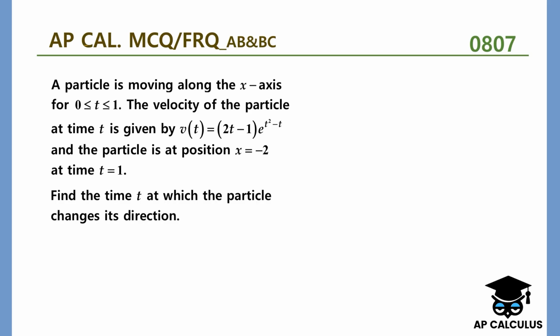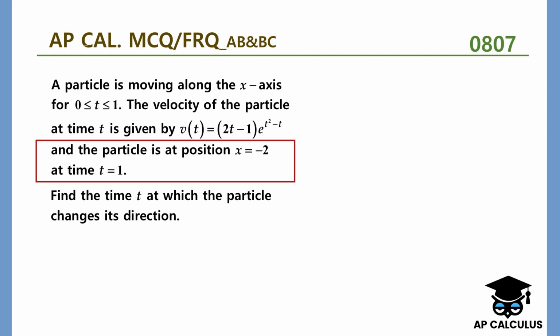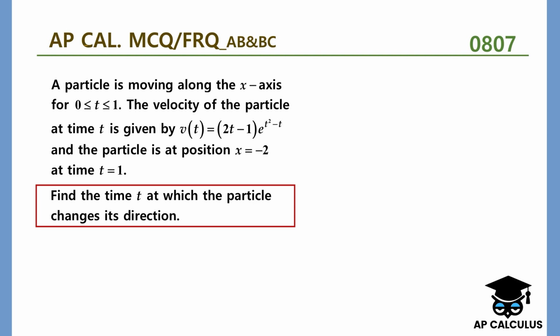Question 807. A particle is moving along the x-axis for t from 0 to t equal to 1. The velocity of the particle at time t is given by this, and the particle is at position x equal to -2 at time t equal to 1. Find the time t at which the particle changes its direction.